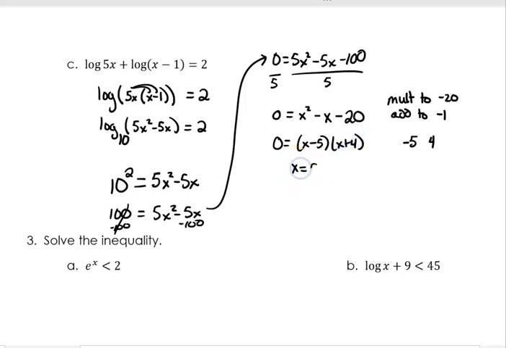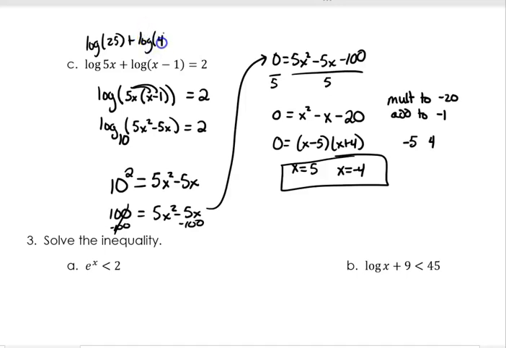So when I set them equal to 0, I will add the 5 over and get 5, and I'll subtract the 4 over and get negative 4. Now you always have to go back in and check. When I plug in 5, I get log of 25, that's fine. And 5 minus 1 is 4, that's okay. And if you do it in a calculator, that will check out. Now when you plug in negative 4, I get log of negative 20 because 5 times negative 4. Right there, I know negative 4 is not going to work.